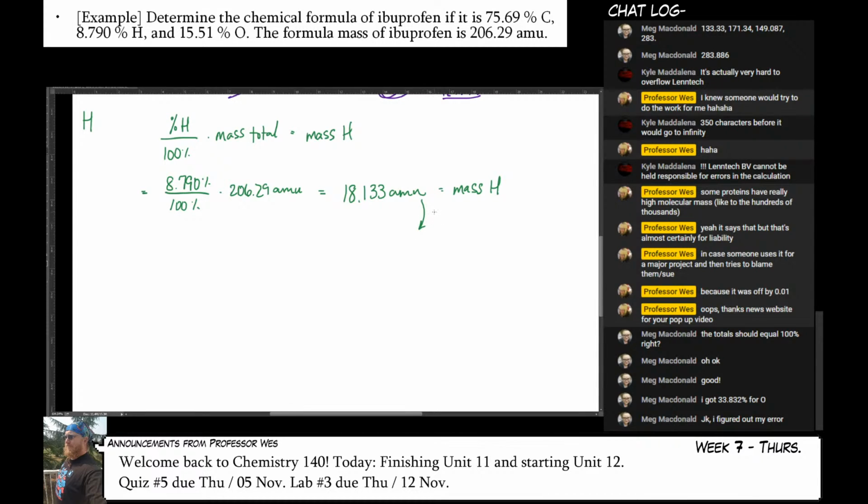But what is the mass of an individual H? It's that. So we'll divide by 1.0079. And the number that I get is 17.990, which rounds up to 18. That's close enough to 18.